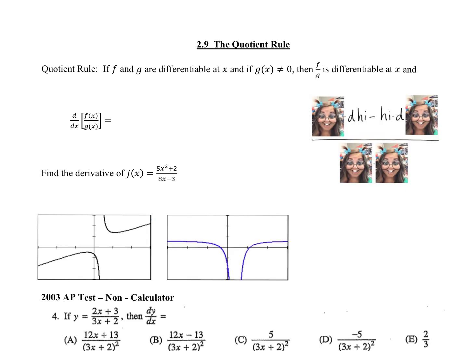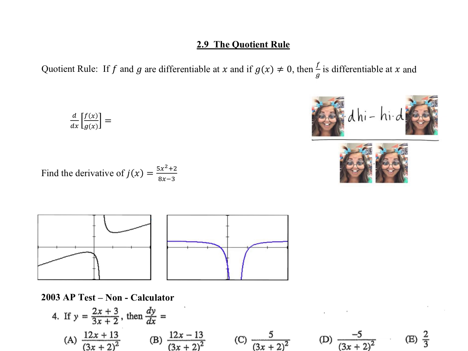Correct. What happens if two functions are being divided? Do I get to just take the derivative of the top and the derivative of the bottom? I wish, you guys. I wish. But we don't get to. If we've got to take the derivative of a function that's being divided, just like before, if it was being multiplied, we have to follow a rule. This is kind of similar to the product rule, but a little different.